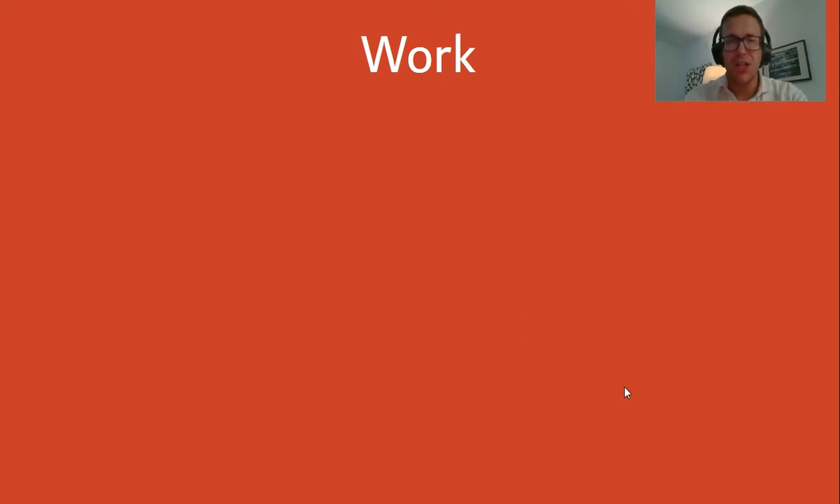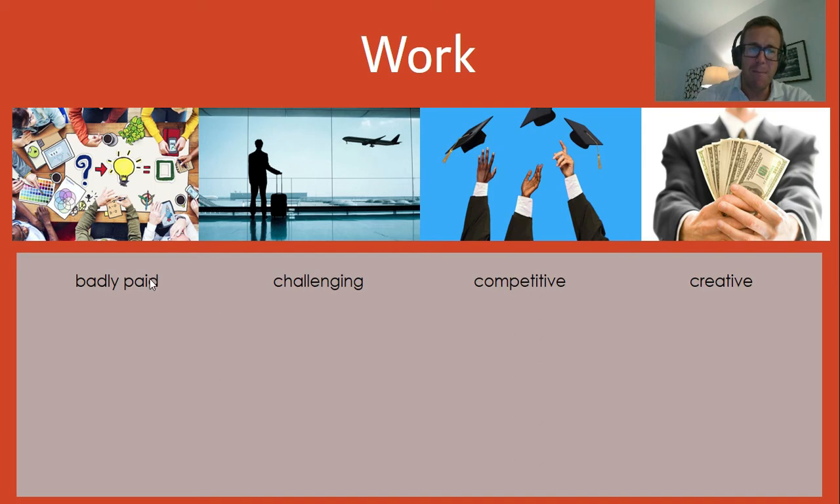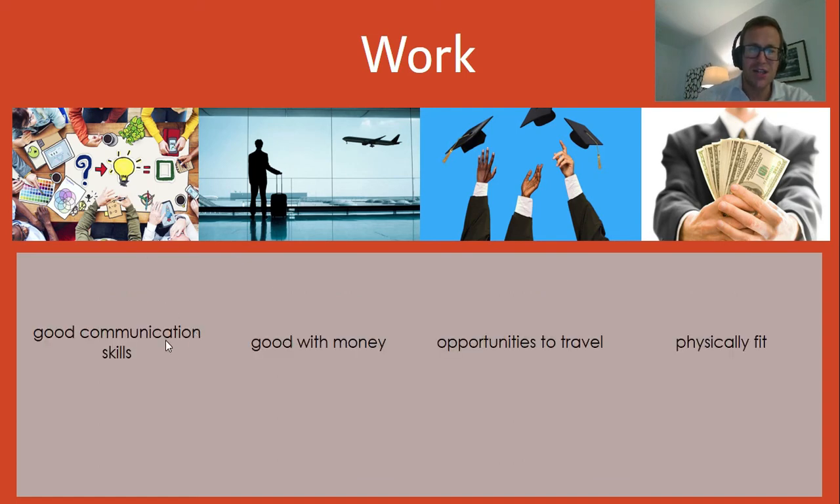Okay, so we also did vocabulary on work in this unit. There's, I think, 16 words, but I'm going to just talk about them and then cover a few of them with these pictures. We have badly paid, challenging, competitive, and creative. I think this picture on the left is for creative, thinking of ideas together. Good communication skills, good with money, opportunities to travel, and physically fit. Probably this one here is opportunity to travel, the second picture.